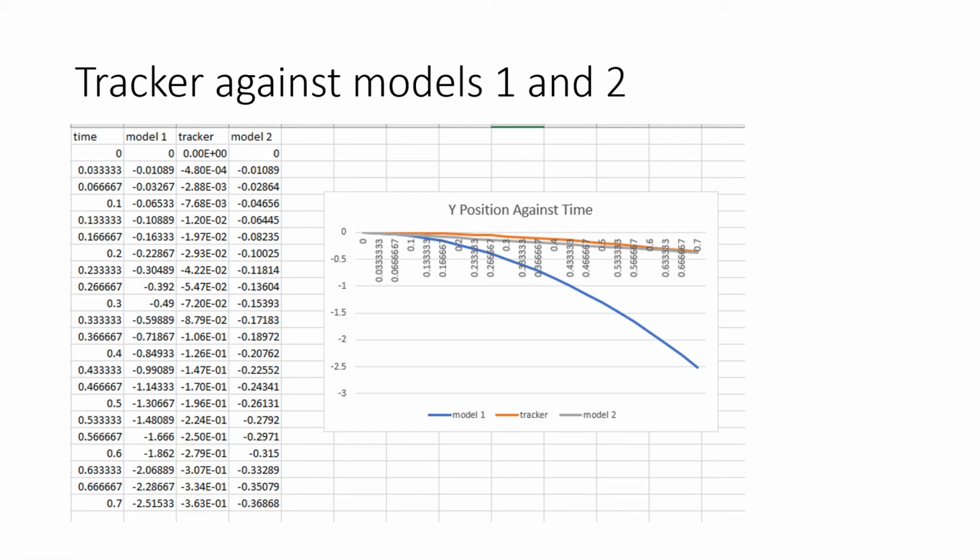Now, model 1, of course, starts out roughly the same, but as our velocity increases, just the lack of considering this air resistance throws it completely off track.